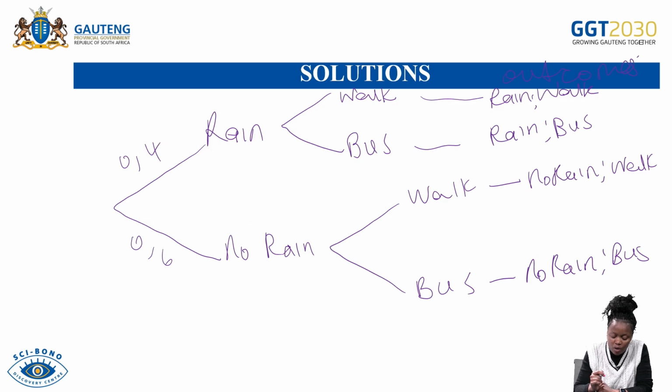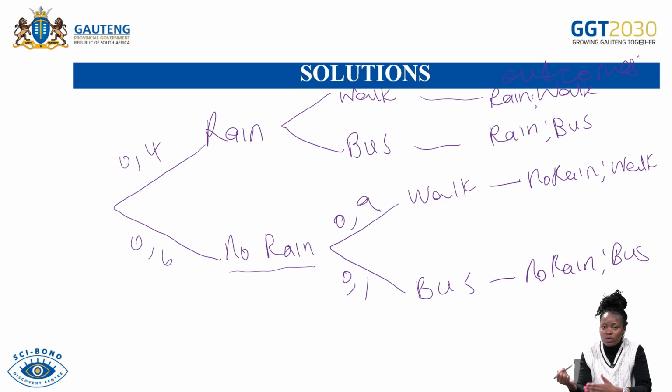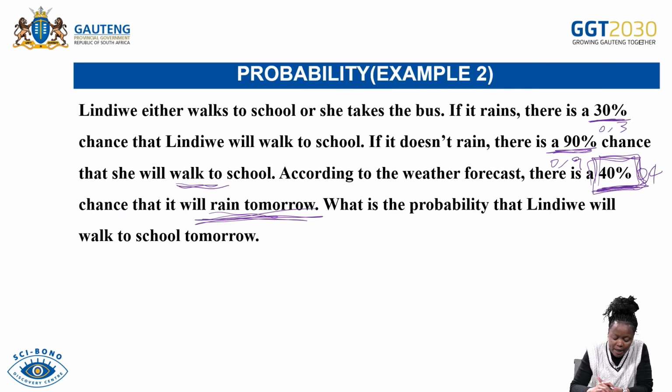Okay, we go back to our tree diagram. If there is no rain, they're saying there's going to be a 90% chance that Lindiwe is going to walk to school. So the chance of walking to school is 0.9. And the other percentage that is left is going to be 0.1, because remember, when you add the two, it needs to give you a 1.